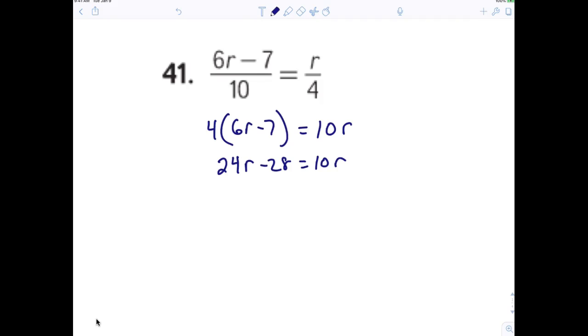Yes, sir. Keep the 4 at the beginning. Cross multiplied. We went this, and then we went times this. You good on this?